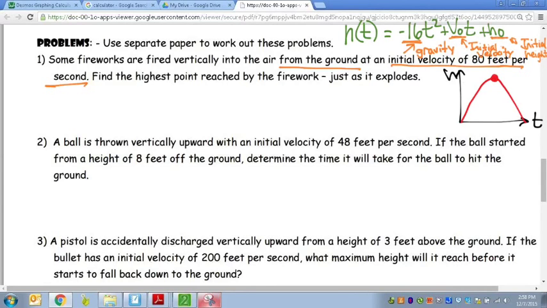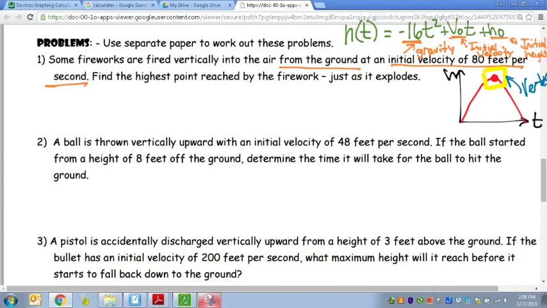So it's a parabola. Now, the question asks, find the highest point reached by the firework. Well, isn't that this point right here on the graph? That's the highest it will reach. And guess what that is on a parabola? That's the vertex. So we want to find the vertex. The vertex is super important for this problem.